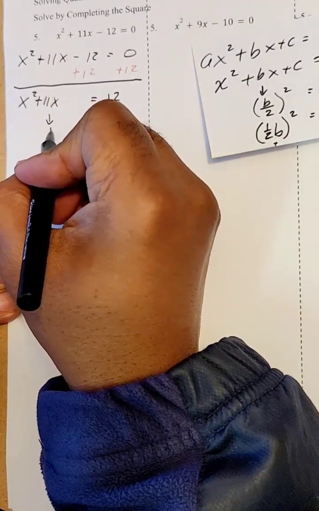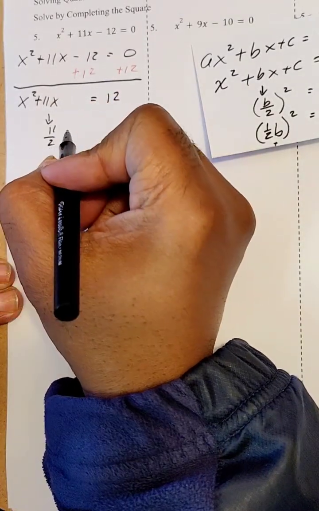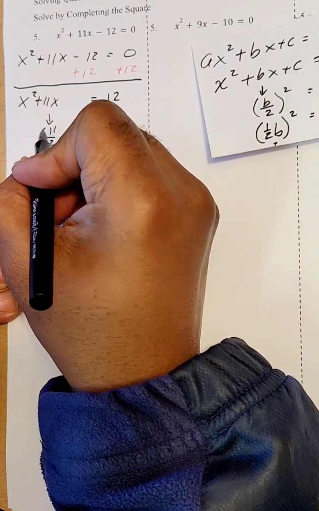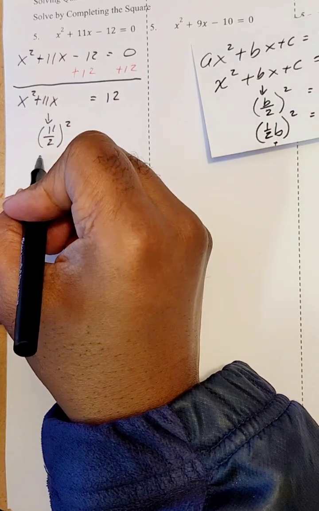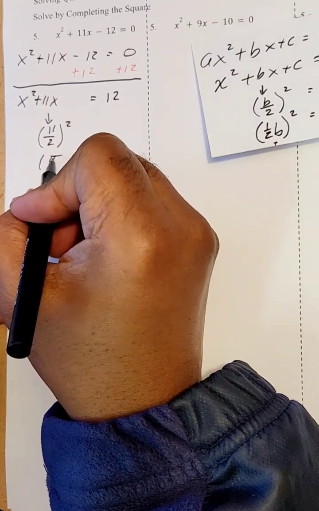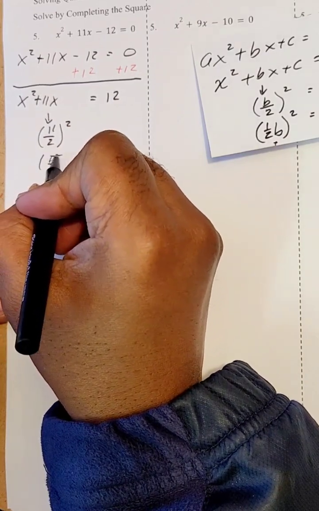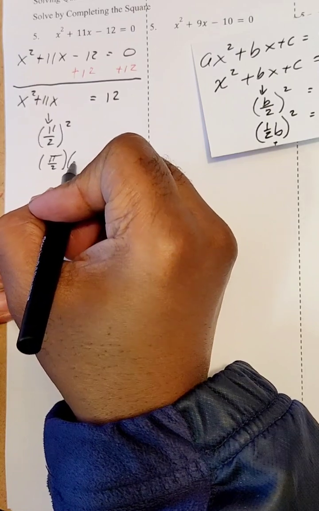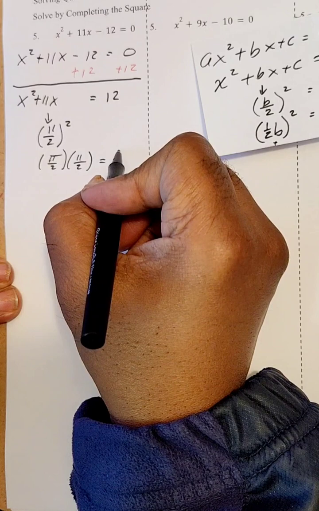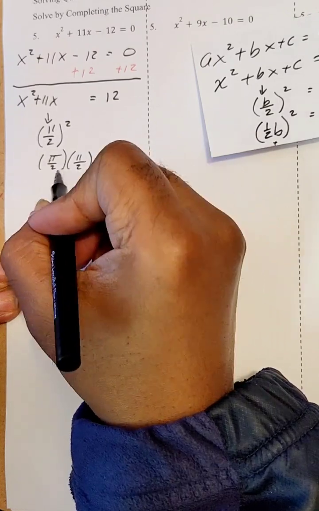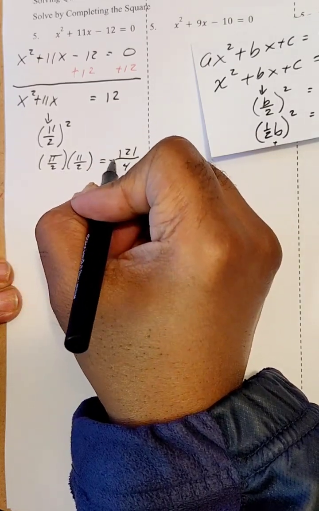So the 11, we're going to put it over 2. That takes half of it. Doesn't need to be simplified, which is good. And then we'll raise it to the second power. Now, this means 11 over 2 times 11 over 2, which gives us 11 times 11 is 121, and 2 times 2 is 4, and it's all positive.